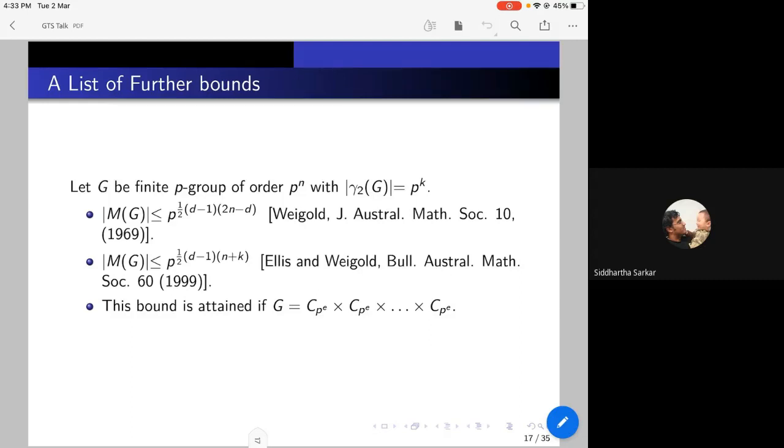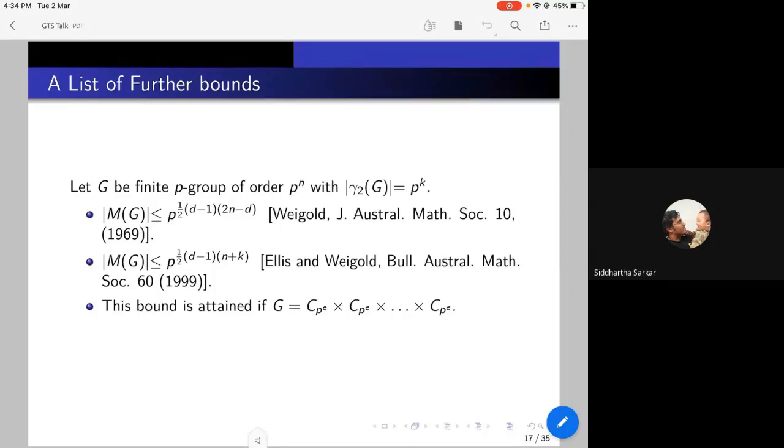Let G be a finite p-group of order p to the power n with mod gamma 2 G equals p to the power k. Then it was proved by Wiegold that mod M G is less than or equal to p to the power half d minus 1 into 2n minus d. This was later refined by Ellis and Wiegold in 1999: mod M G is less than or equal to p to the power half d minus 1 into n plus k.